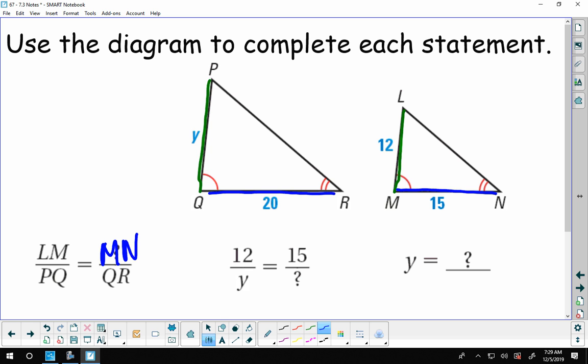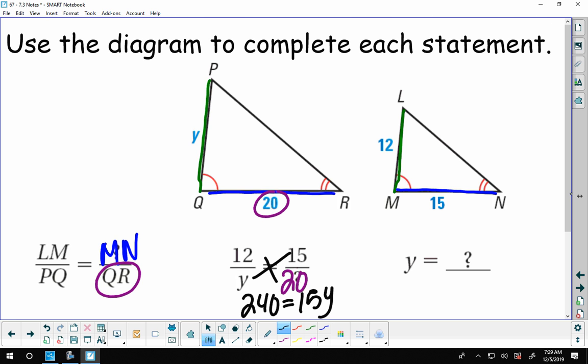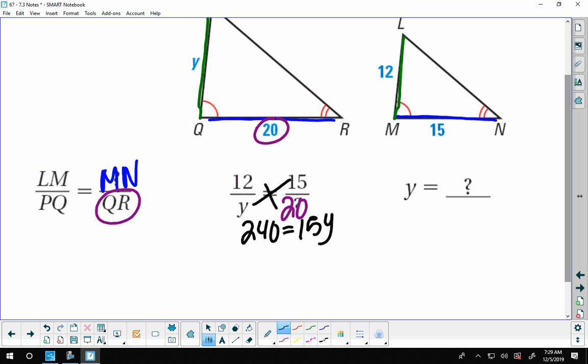So they actually filled in those numbers. LM is 12, PQ is Y, equals MN, which is 15, over QR, which is 20. And now they want us to solve for Y, so let's cross multiply. 20 times 12 is 240, equals 15 times Y, which is 15Y. Divide both sides by 15, and we get Y equals 16.